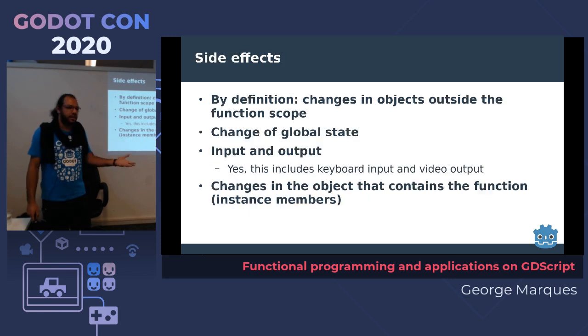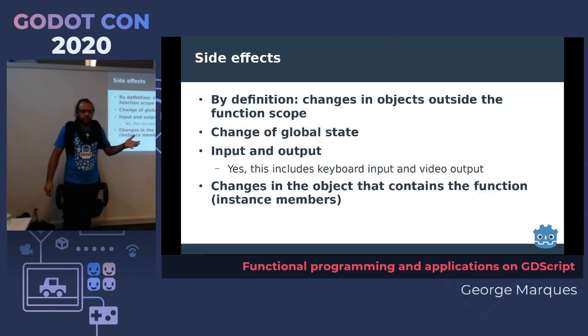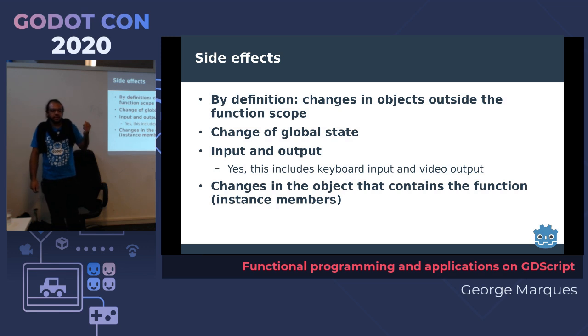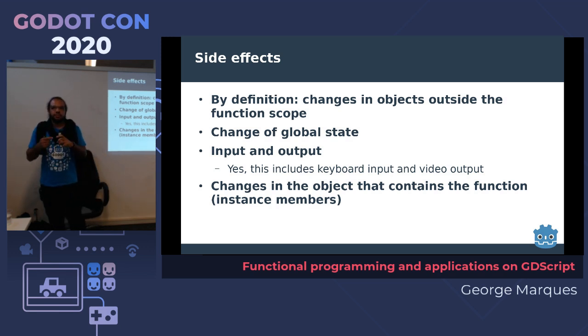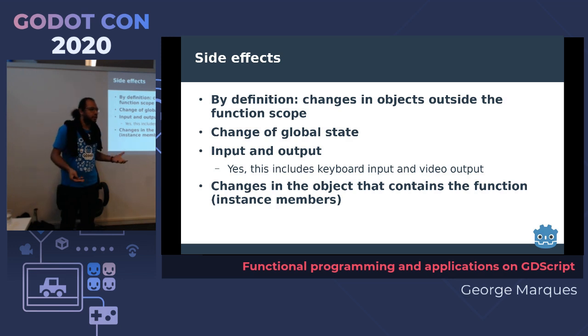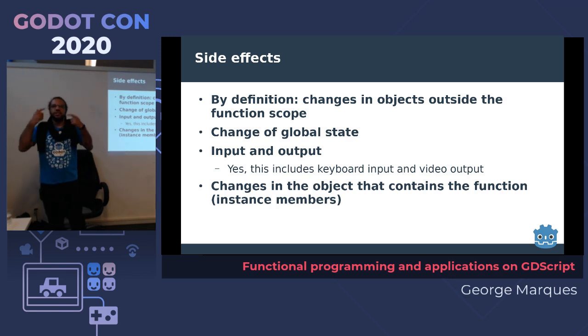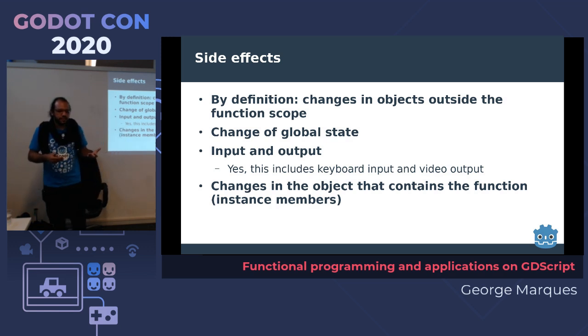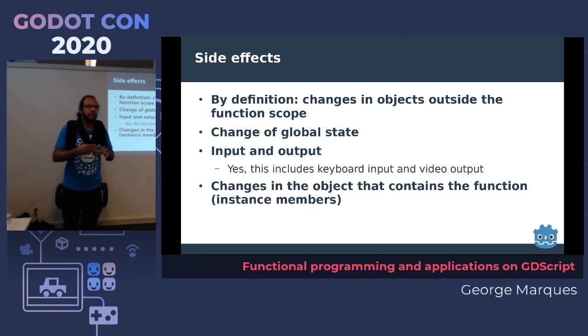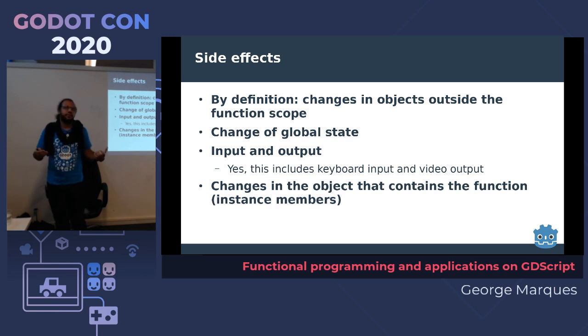So let's talk about side effects. By definition, it's changes in objects outside of the function scope. So if there's a function and it's changing something that's anywhere else, that's a side effect. For instance, you have a global state. If you're changing the global state from the function, it's having side effects. What it means is that the function called at different times may have different results because of this global state.